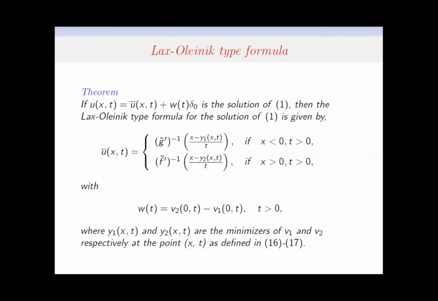u bar is of the form g bar dash inverse of (x minus y1(x,t)) by t when x is in the left half plane, and f bar dash inverse of (x minus y2(x,t)) by t when x is in the right half plane, and the weight is given by v20 minus v10 when t is positive. Here y1(x,t) and y2(x,t) are the minimizers of V1 and V2 respectively at the point (x,t), defined as in 16 and 17. 16 and 17 mean this cost function.